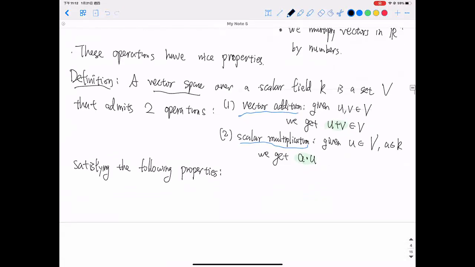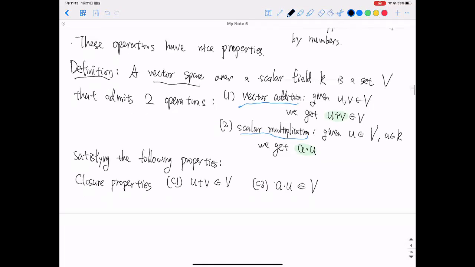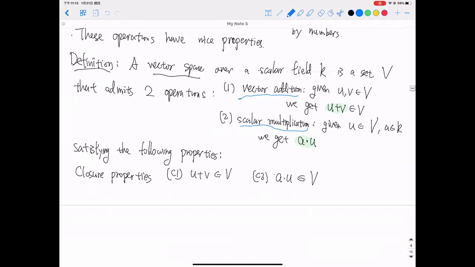And the first two properties are just restatement of what we already said. The closure property. C1 says that u plus v belongs to V. C2 says that a times u belongs to V. Closure property.